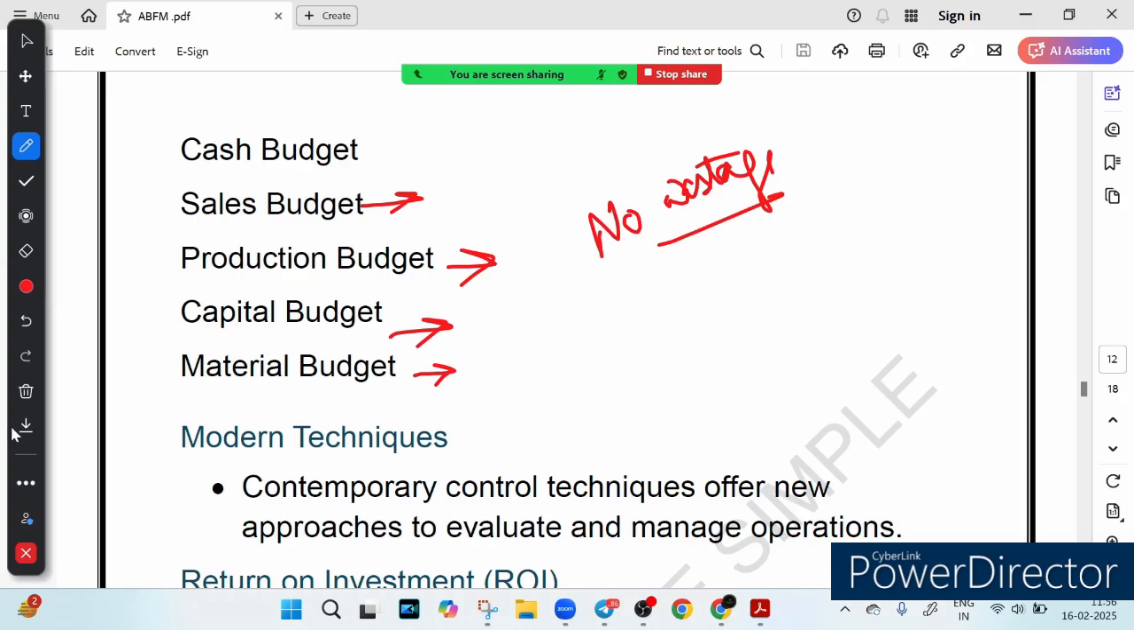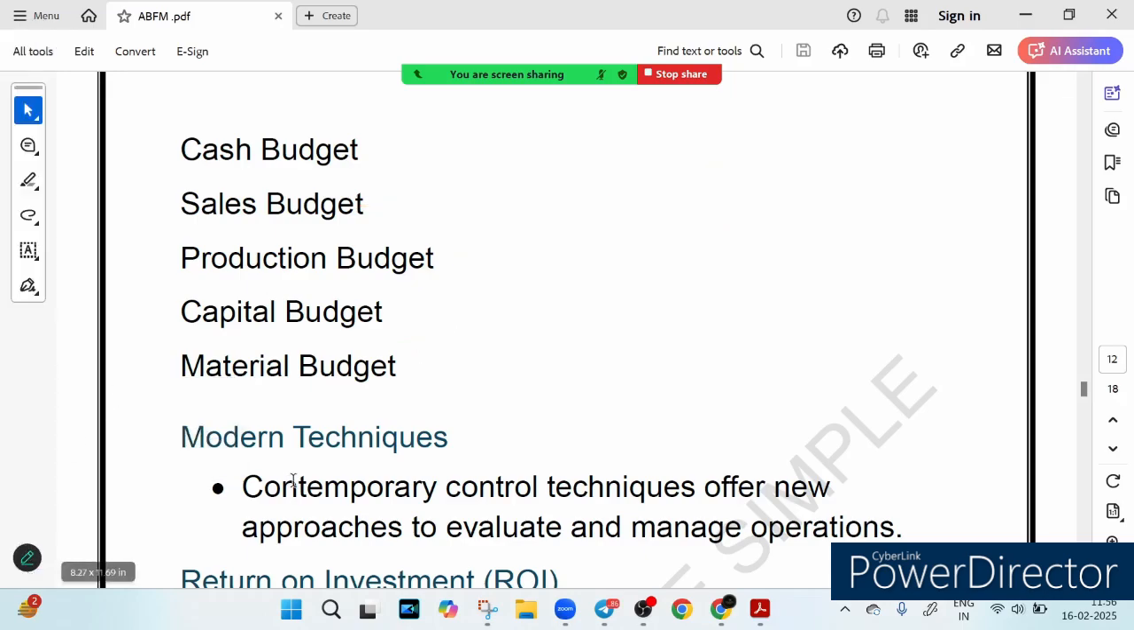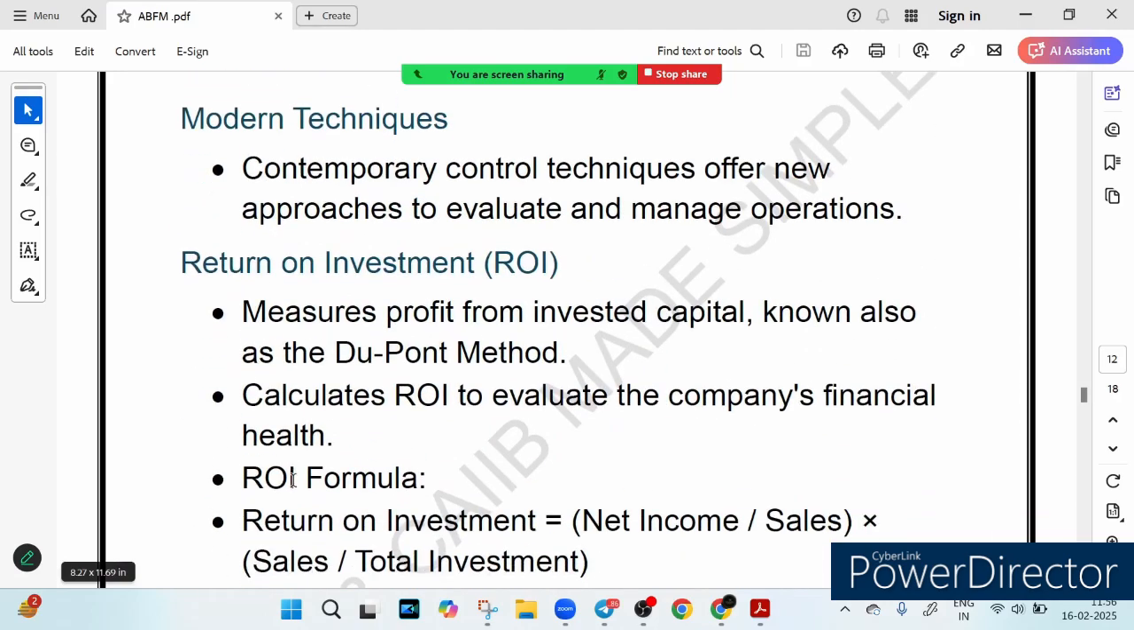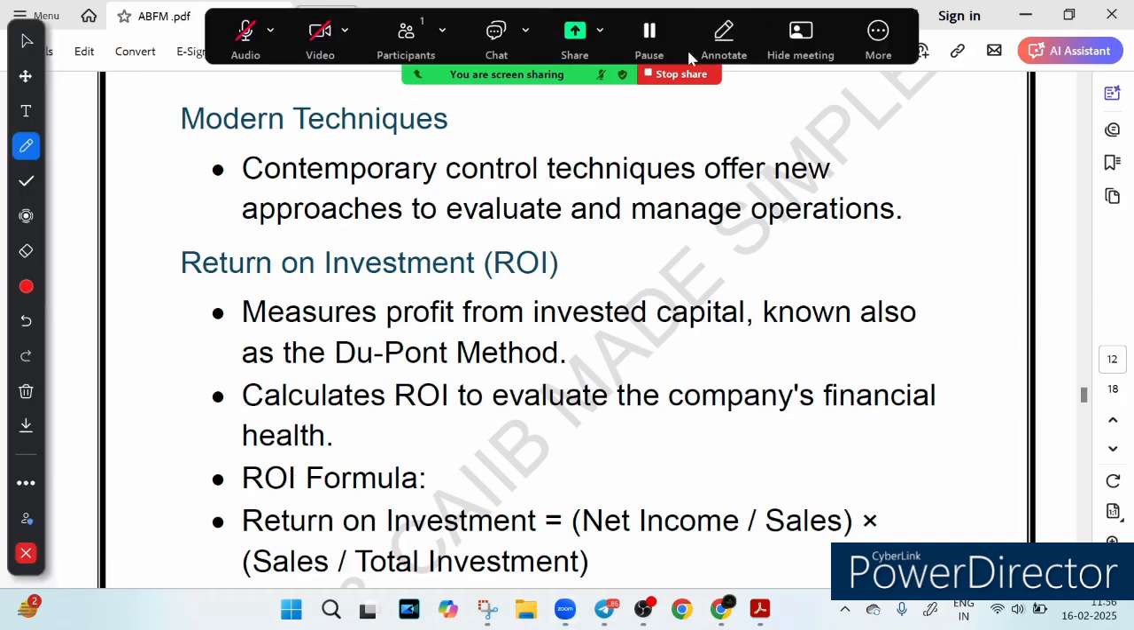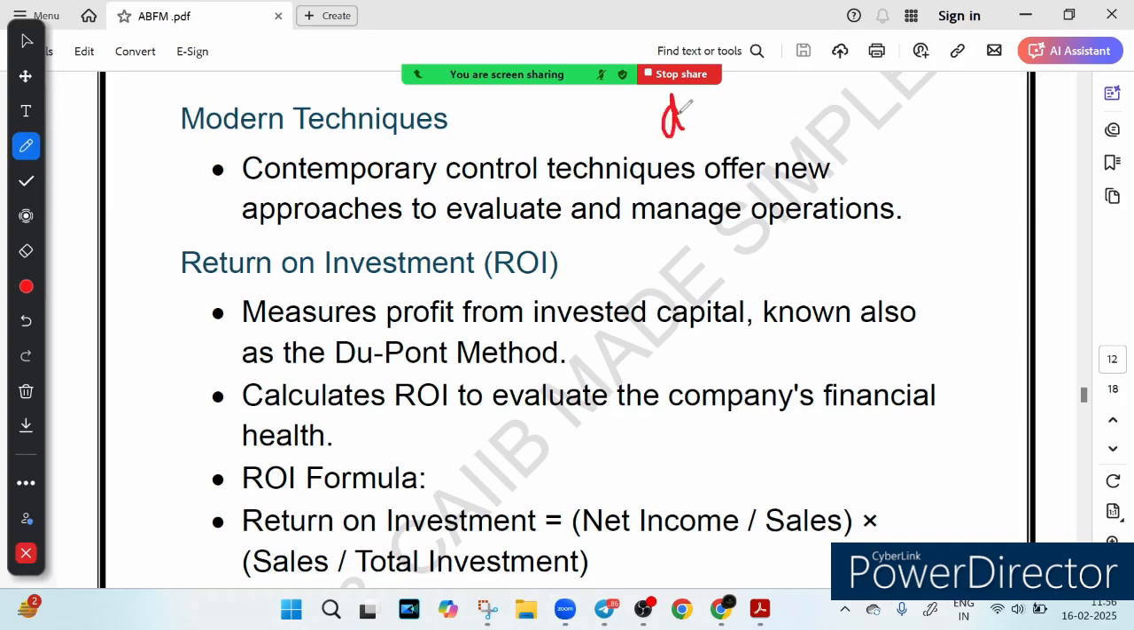Now let's talk about the modern techniques we have. A smarter way to control operations is the modern technique. With changing business needs, modern control techniques help managers make better data-driven decisions. So what is new? The first is something called advanced analytics. Advanced data analytics for better prediction, and AI automation to track real-time performance. For example, a bank uses AI-based software to track customer spending and predict loan default before it happens. So that is how budgeting keeps business financially healthy.